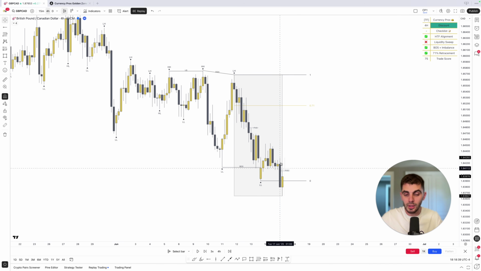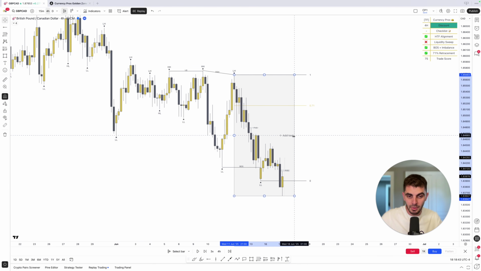So we're well beneath the 50% mark of this trading range. If we were above the 50% mark, it would obviously be at a premium. If we're below the 50%, we are trading at a discount. So once again, that is a negative confluence.